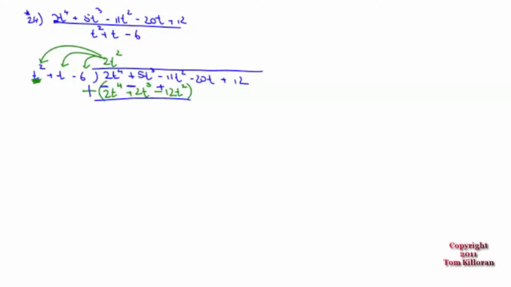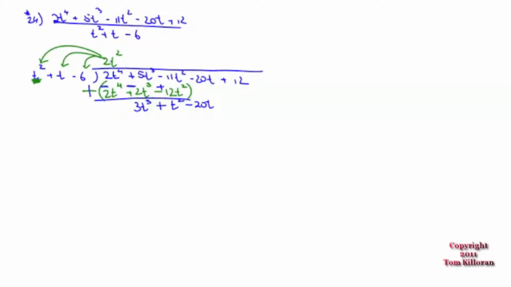All right, the 2t to the fourth cancels. 5t cubed minus 2t cubed is 3t cubed. -11t squared plus 12t squared is plus t squared. And then what? Bring down that -20t. So -20t. The next term, drop it down. All right. And then start all over again.